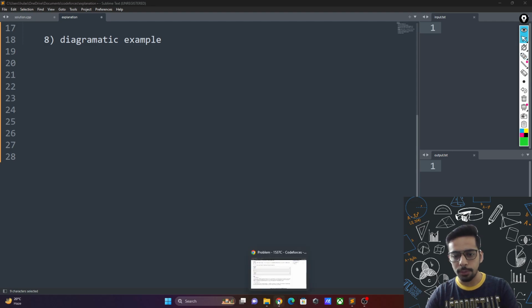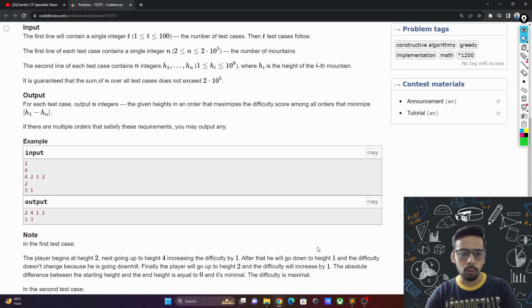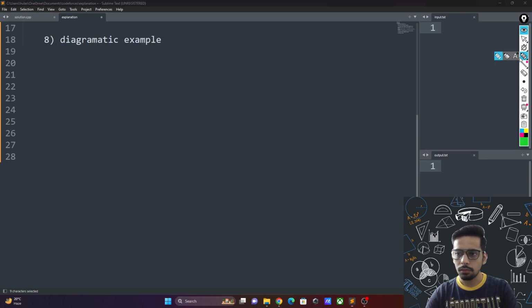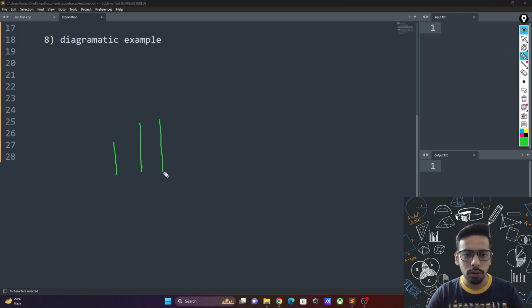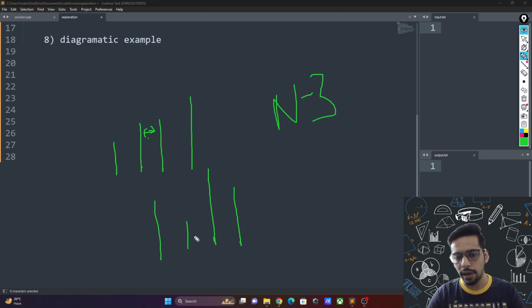One of the cases is the example input. Let's move to the example input: 4, 2, 1, 2. After sorting, it looks like 1, 2, 2, and 4. Now you need to move these two to the extremes. When you do that, it becomes 2, 1, 4, and 2. Here the answer is again n minus 3 as we discussed above. N is 4 and the answer is 1.